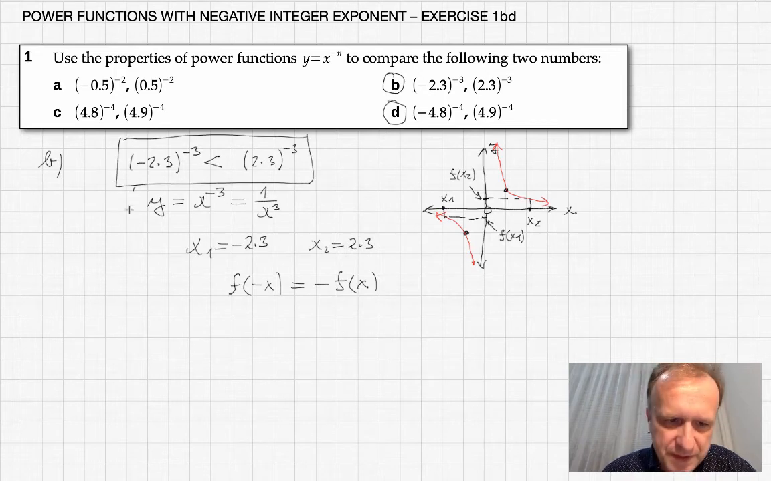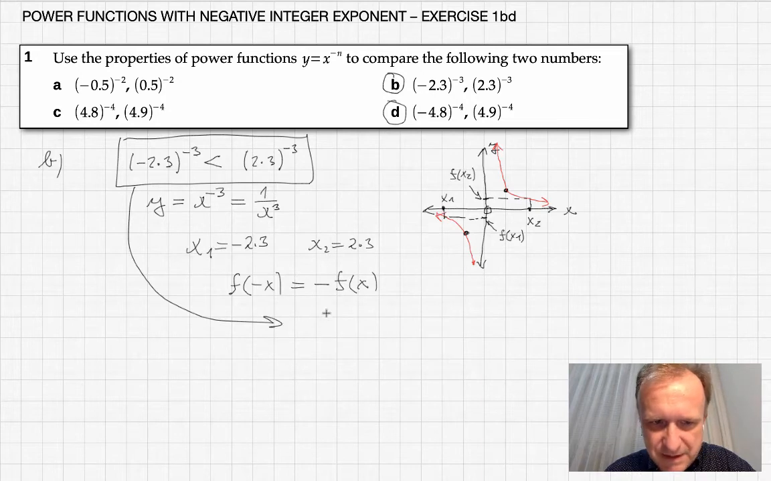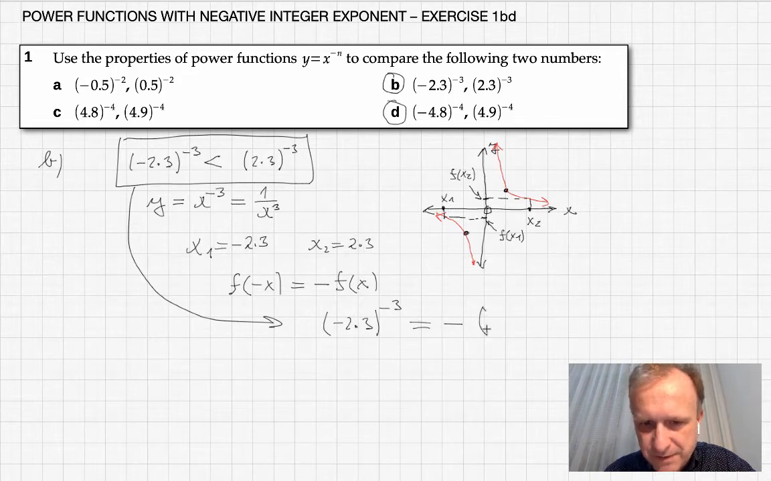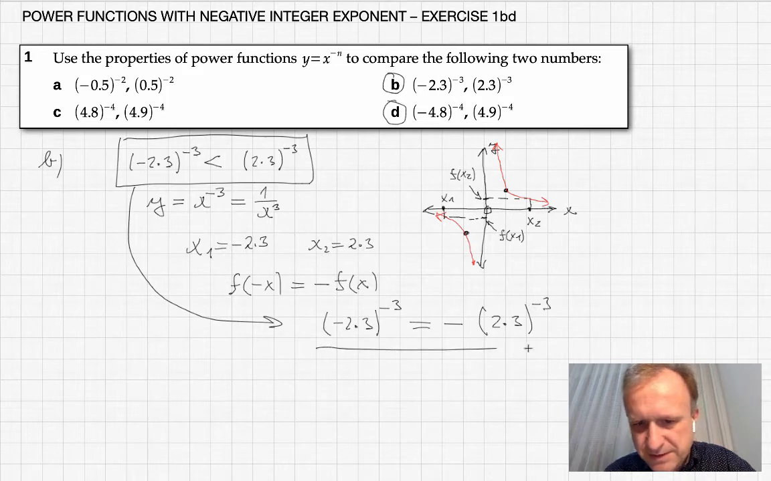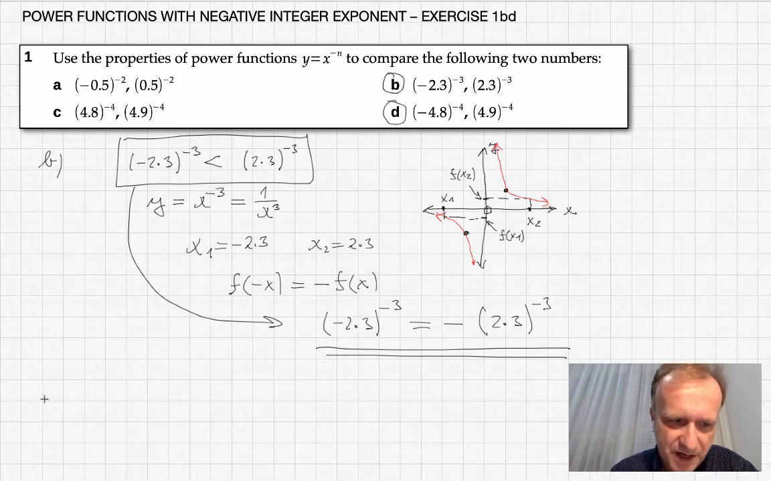But moreover, what we can say is the following. We may say that minus 2.3 to the power of negative 3 is equal to minus 2.3 to the power of negative 3. This is more than we were asked to say. Okay, so we deal with more than we were asked.